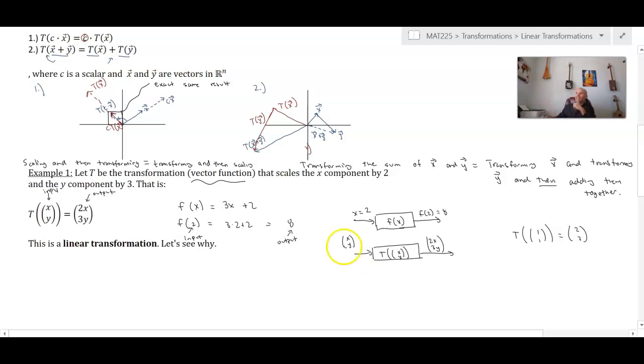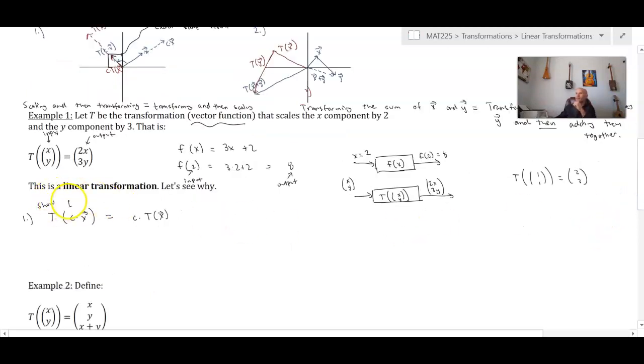All right, why is this a linear transformation? So I have to show that when I scale the vector first and then transform it, I get the same result as if I transform the vector first and then scale it by a constant. So basically we're just going to show that the left-hand side equals the right-hand side. And here's how we can do this.